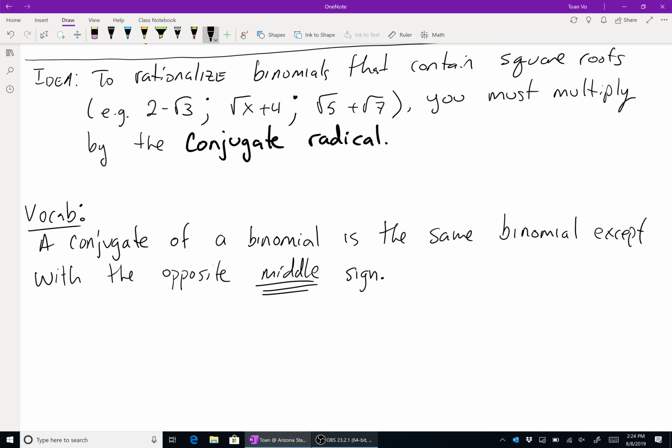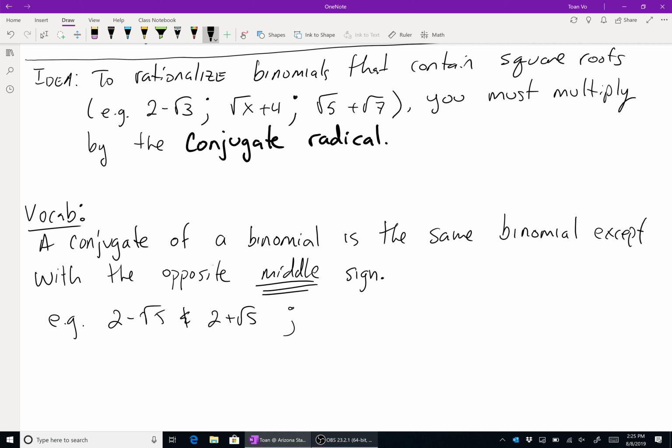Right. So if I have a binomial floating in space, the conjugate of that guy would be the same binomial, but the middle symbol is different. For example, 2 minus radical 5 and 2 plus radical 5. They're considered conjugates of each other. Identical binomials, except one's minus, one's plus. The emphasis on the middle sign is important.